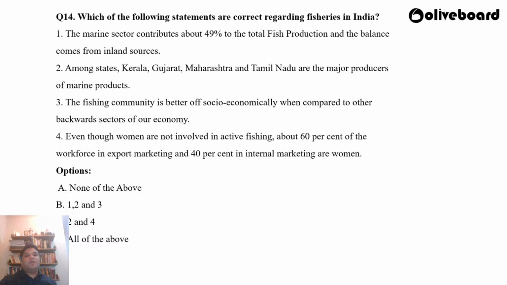Question number 14. Which of the following statements are correct regarding fisheries in India? Statement number 1. The marine sector contributes about 49% to the total fish production and the balance comes from inland resources. Statement number 2. Among states, Kerala, Gujarat, Maharashtra and Tamil Nadu are the major producers of marine products. Statement number 3. The fishing community is better off socio-economically when compared to other backward sectors of our economy. Statement number 4. Even though women are not involved in active fishing, about 60% of the workforce in export marketing and 40% in internal marketing are women.